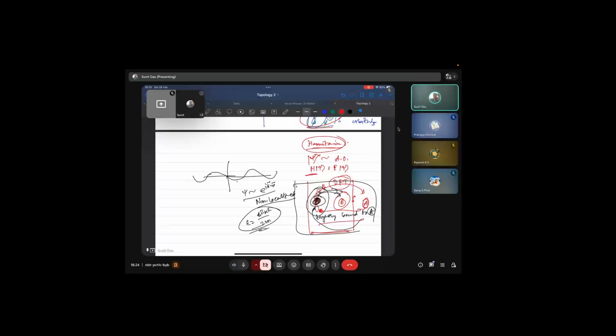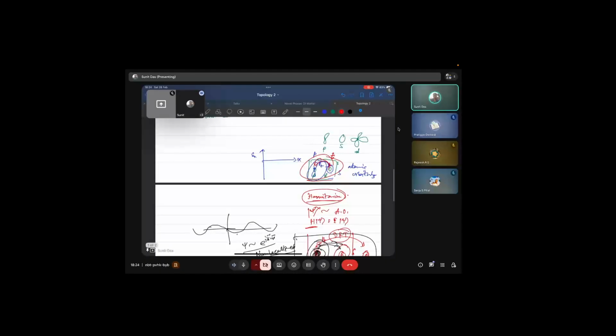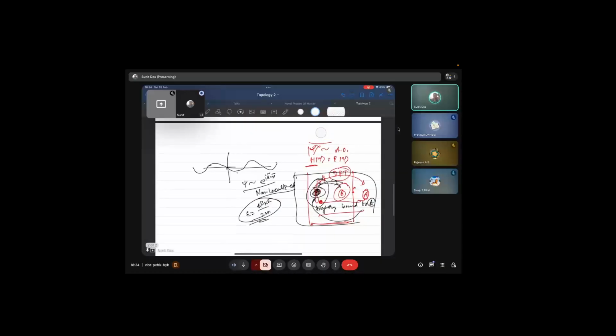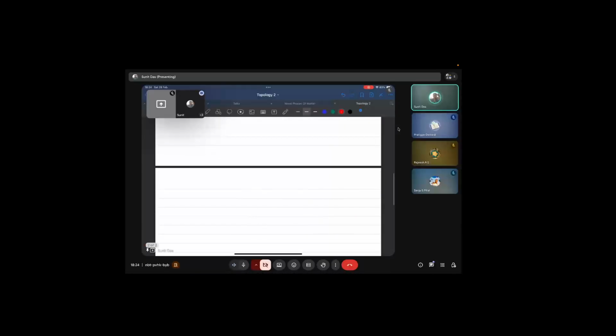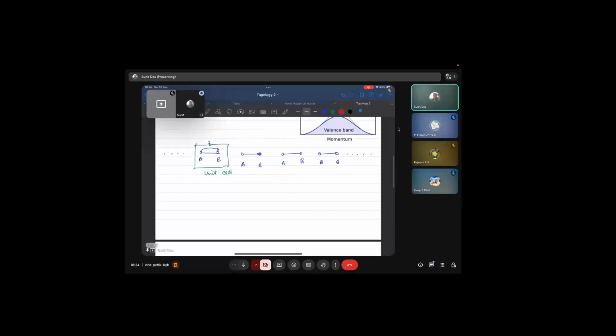So with this, let's move to the main topic, because the tight binding model itself is a chapter in itself if you do a condensed matter course. If you have any question, please ask.